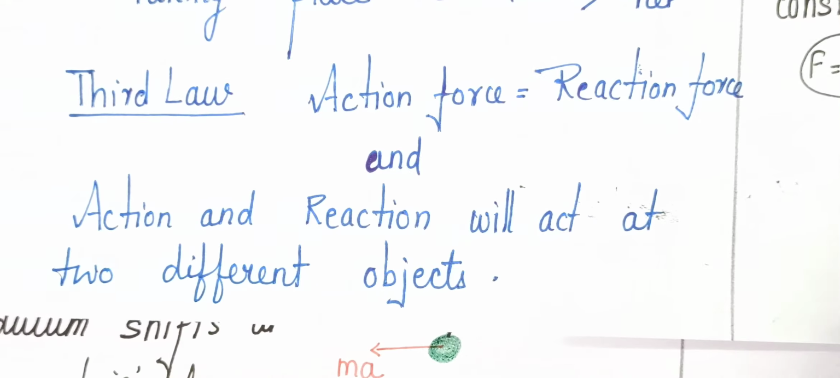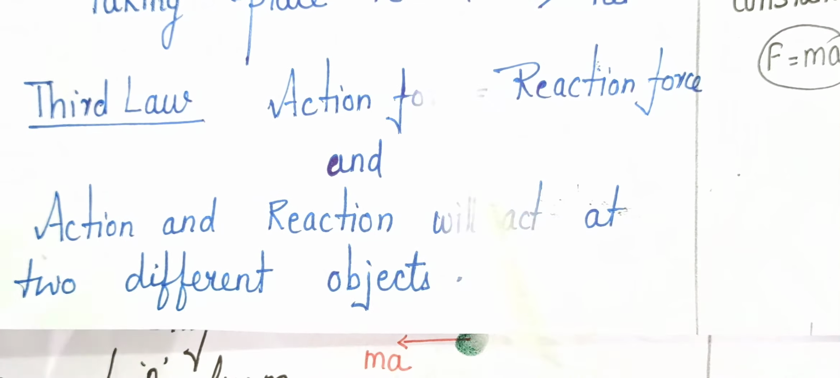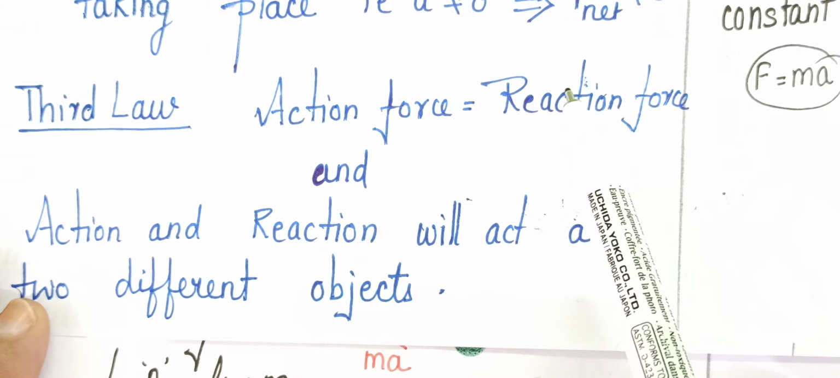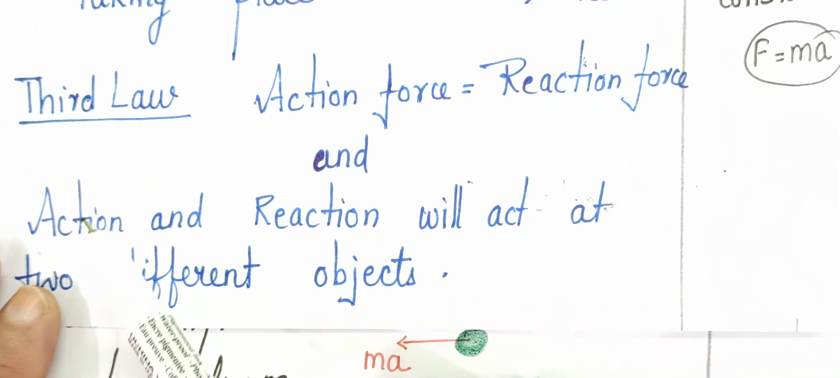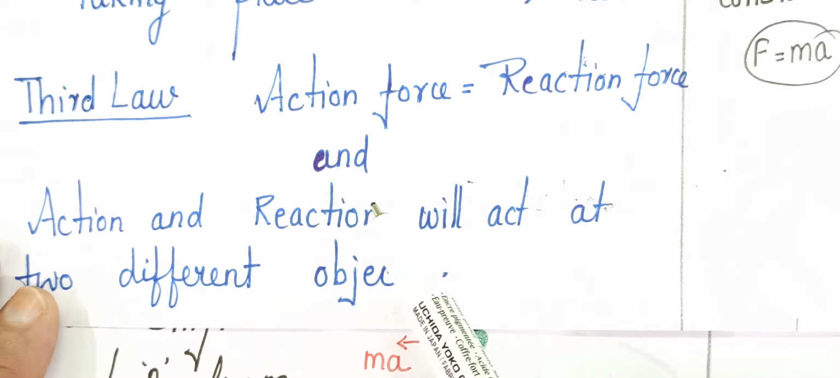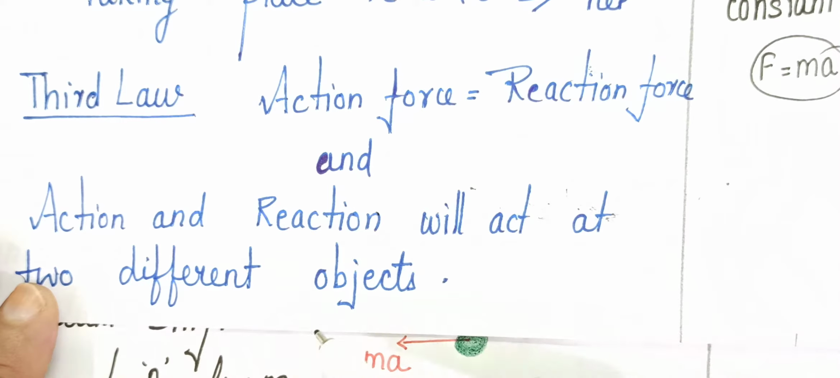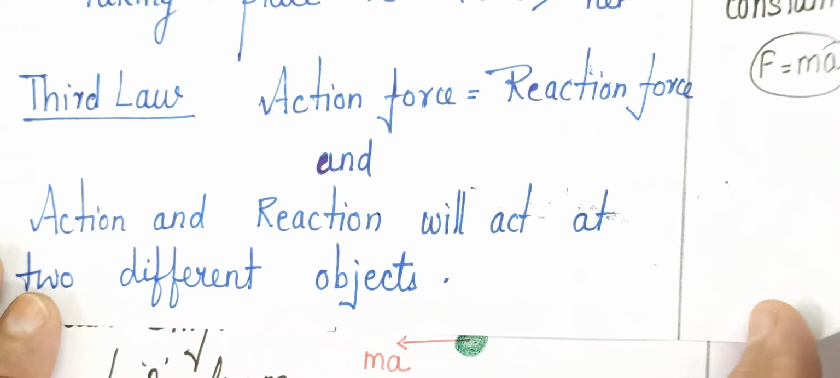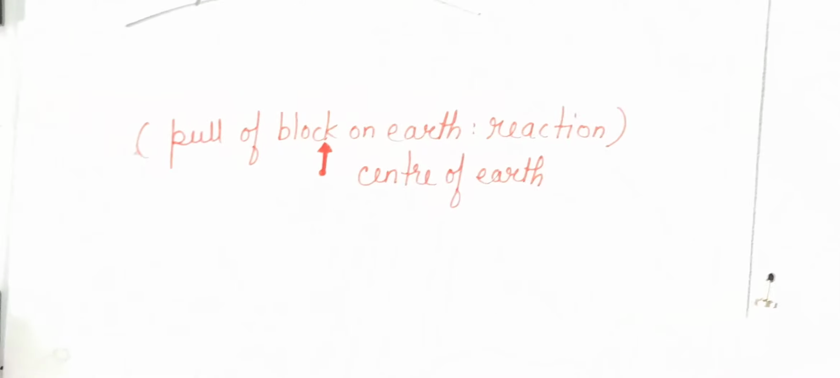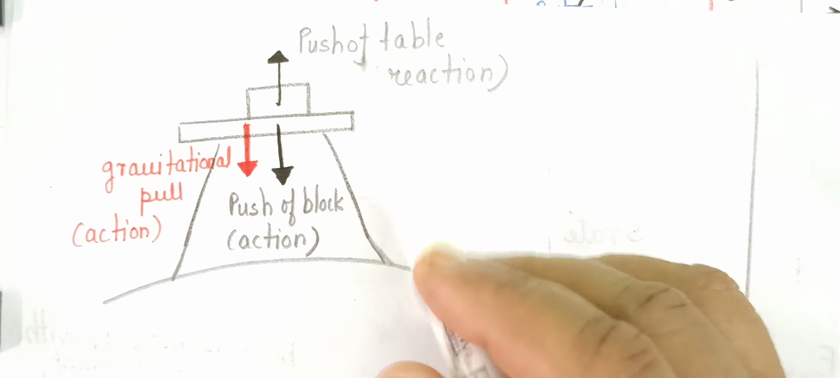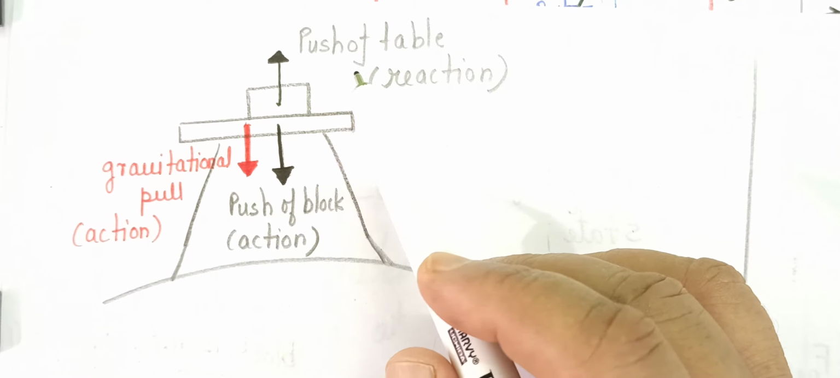Now the third law of motion, while we are at it, let's look at that also. Simple, action force is equal to reaction force, and very important, action and reaction forces always act on two different objects. Let me see one example of the action reaction law also, the third law. This law says that every action has an equal and opposite reaction.